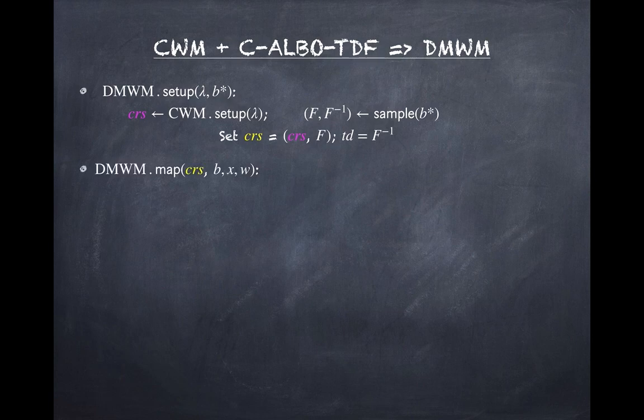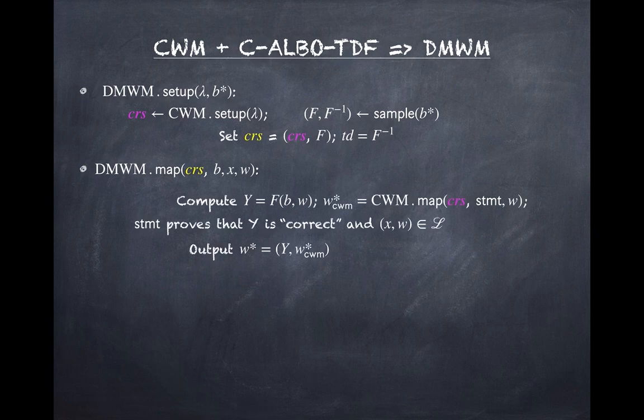So the mapping algorithm takes as input a branch B, x, w, and evaluates the lossy trapdoor function on the witness w and computes a proof corresponding to the statement that y was computed correctly and x, w belongs to the underlying NP language. And finally, the representative witness for the dual mode witness map is y and the proof computed under the compact witness map.